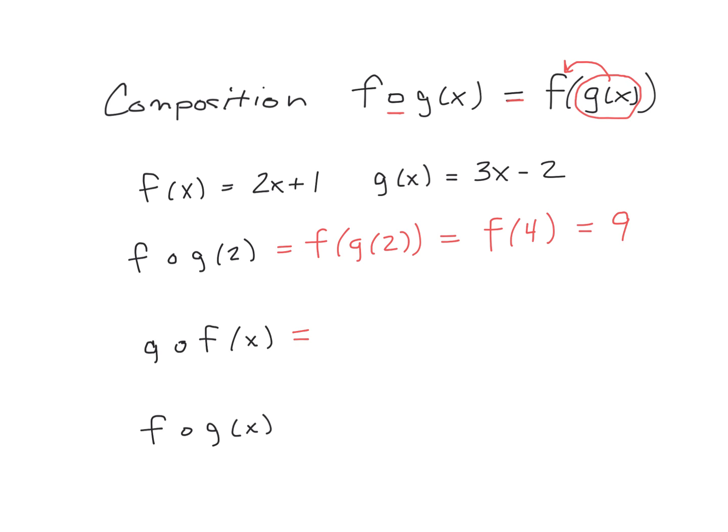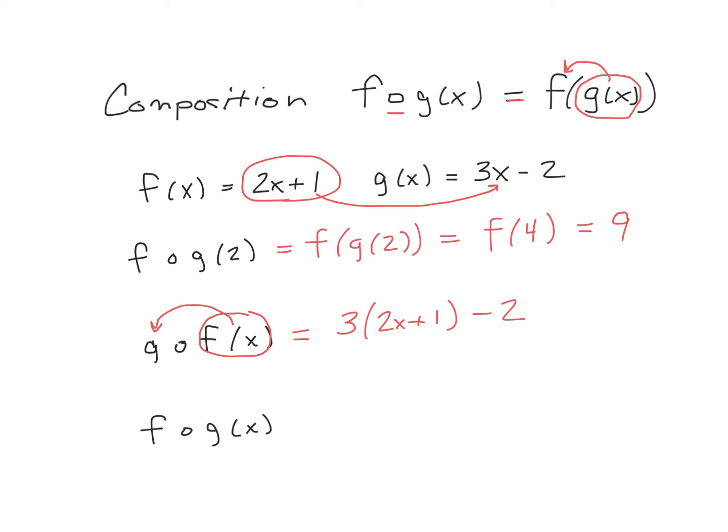Next one here, we've got composition. This is g of f of x. This means I'm going to put f of x into g. So putting f of x into g means I'm going to put this function as an input into g. So I'm going to have 3 times 2x plus 1 minus 2. I can distribute, combine like terms, and this would be the composition of those two.